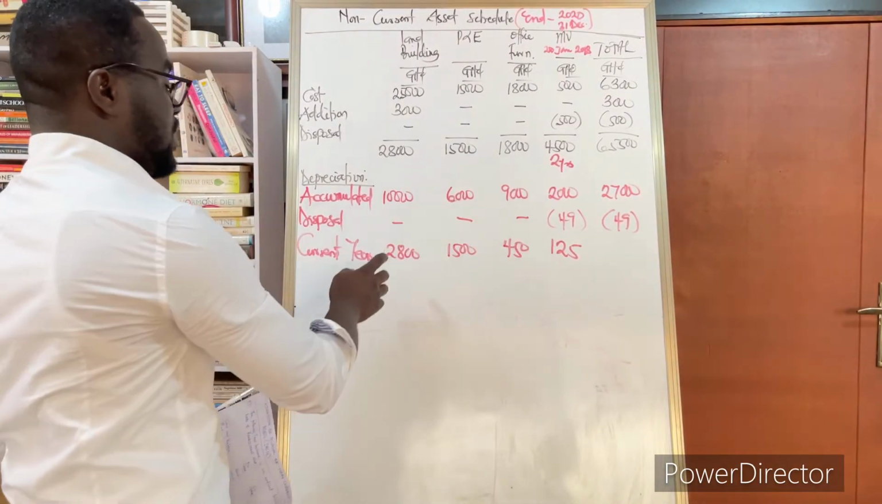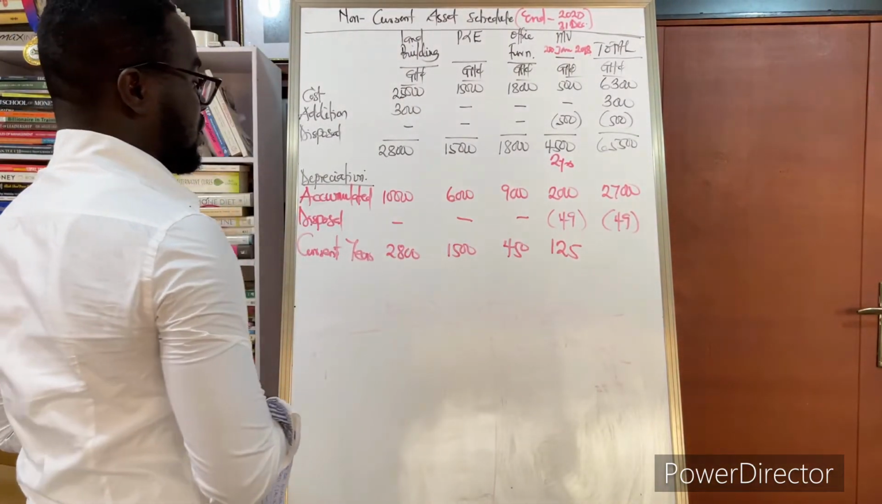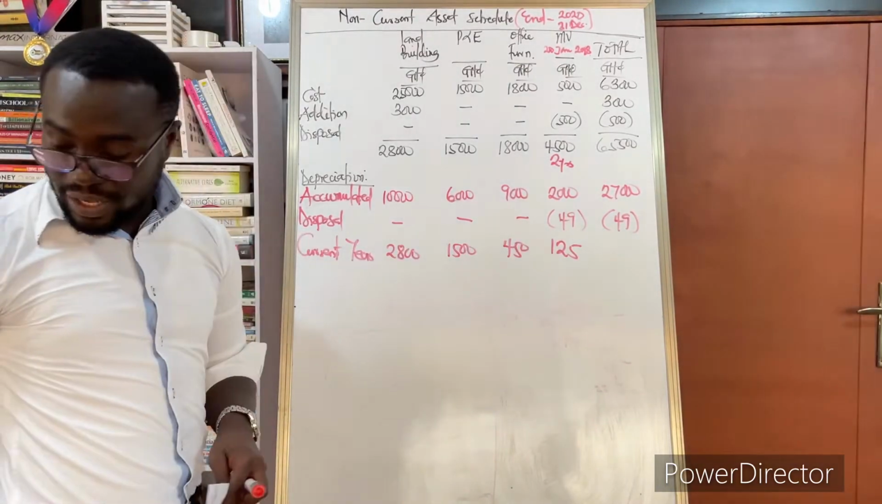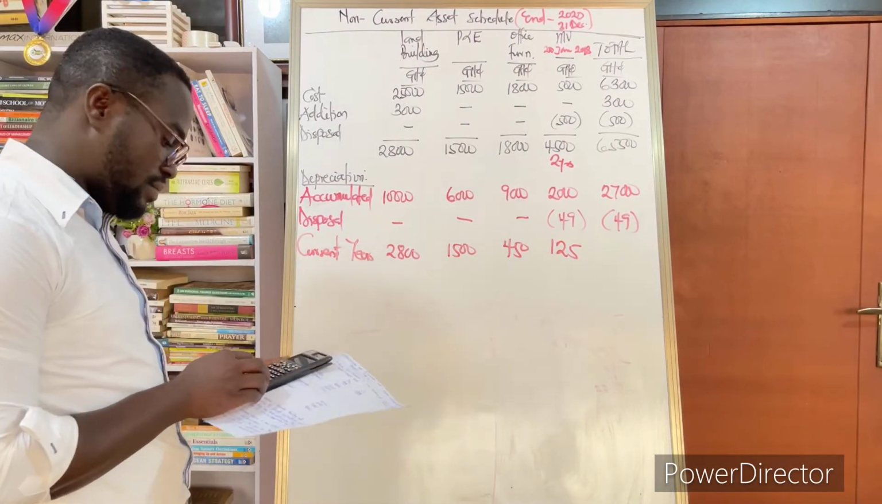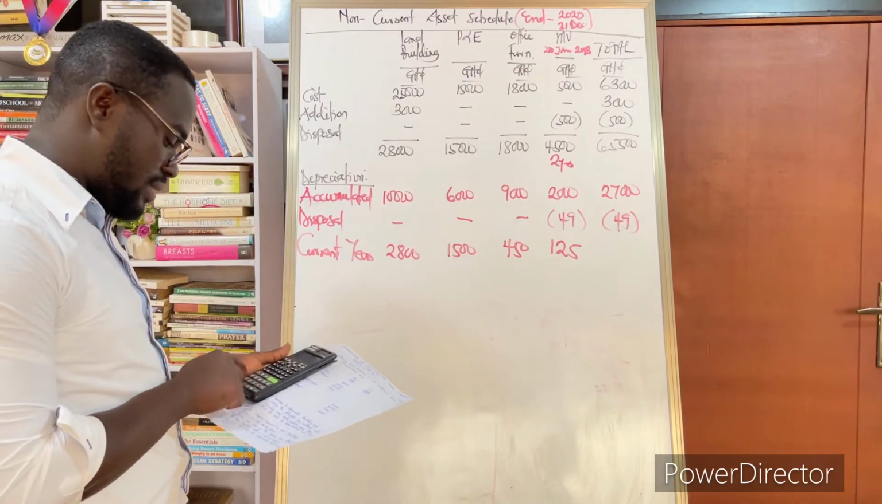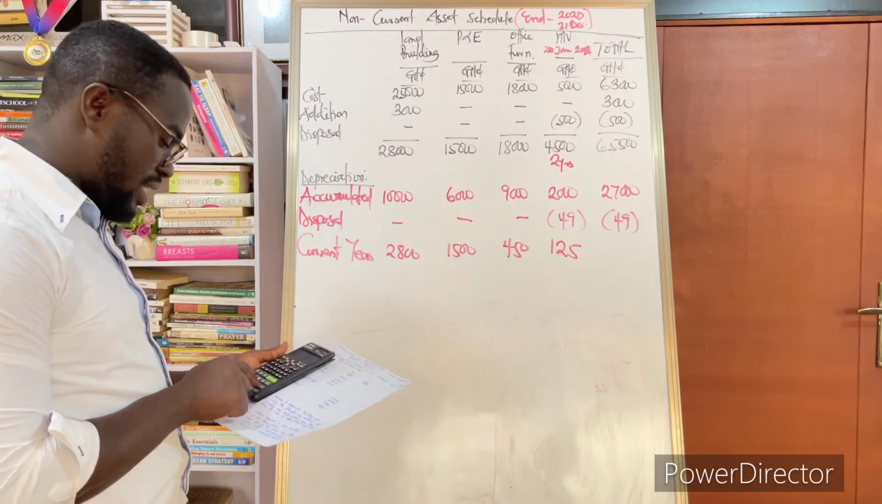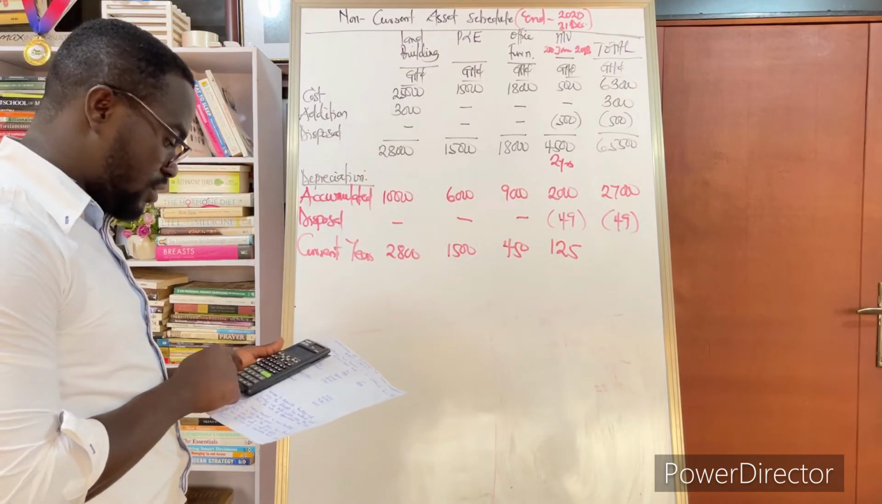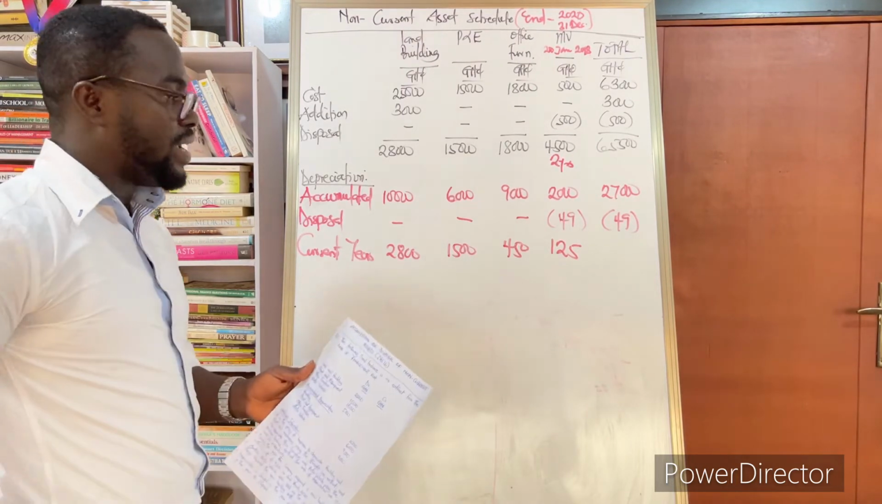So total will be 2,800, 1,500. So you take your calculator. 2,800 plus 1,500 plus 450 plus 125. You get 4,875.